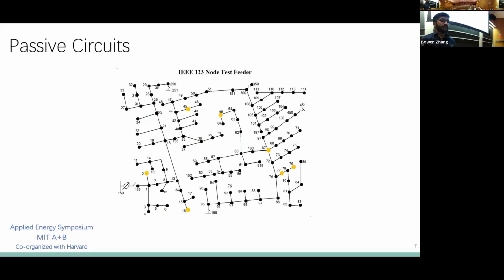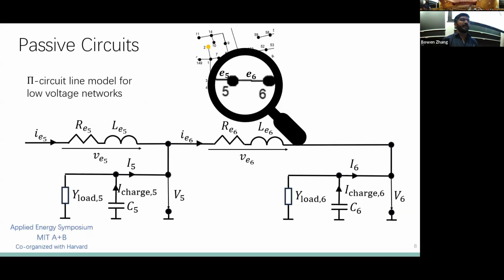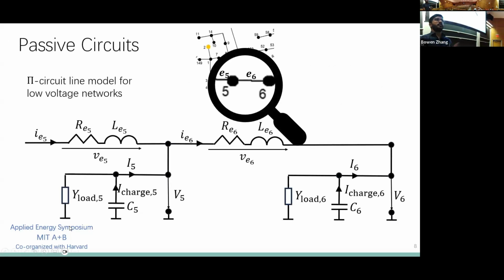First, we'll just talk about the circuit dynamics. So if we consider this distribution grid, so this is a test case. And if we just consider, say, the line connecting nodes 5 and 6, we use the pi circuit line model, which is very commonly used for low voltage networks. And it's essentially just modeling the distribution power line as having some resistive and inductive elements with some capacitance to the ground. And then for simplicity, we model the load as being purely resistive with some admittance.